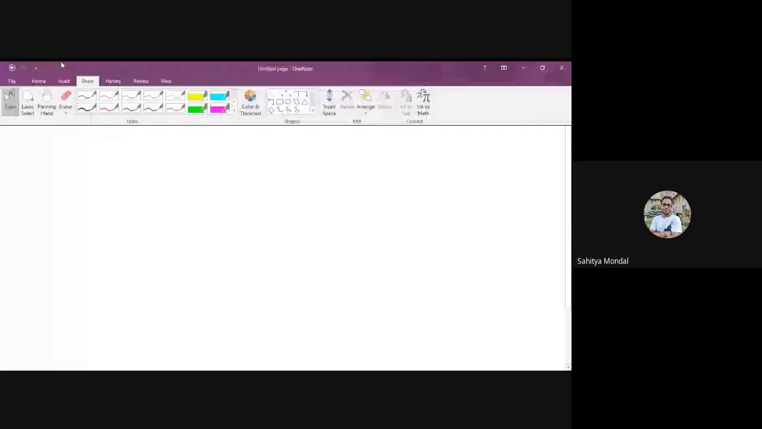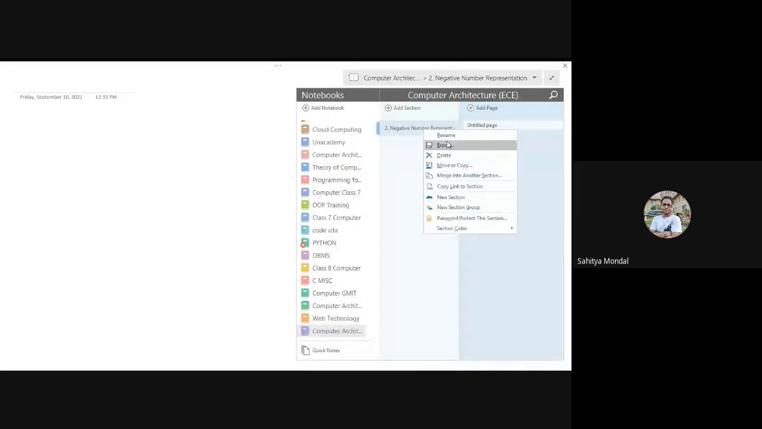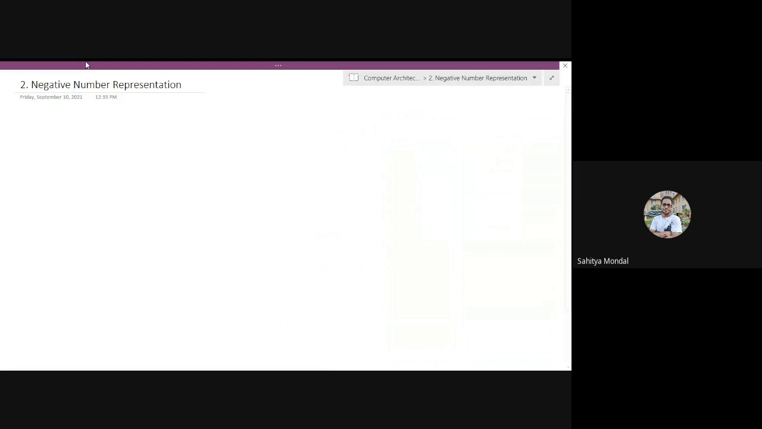First tell me, can you see the window? Yes. So how does a computer represent negative numbers? What's your idea on this? Because you have read similar things in C programming. When we deal with the hardware and write a negative number, how does the computer represent it? Tell me.